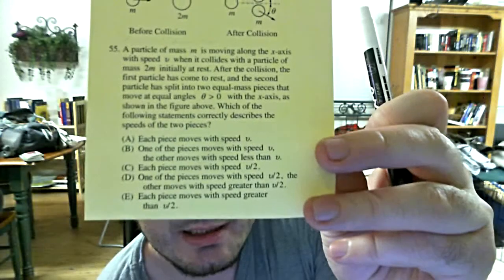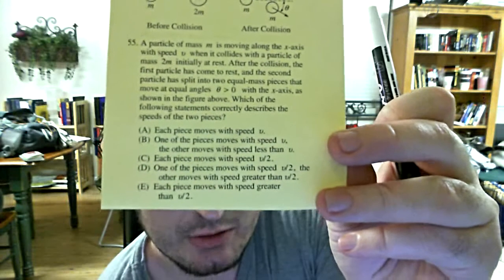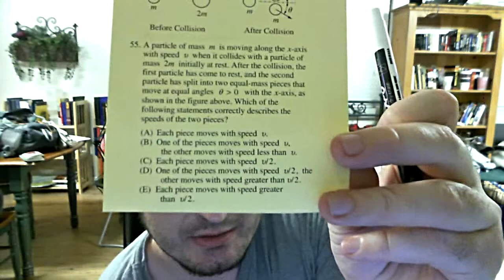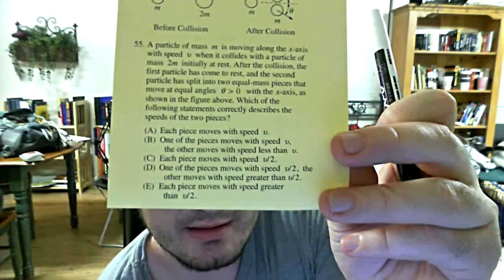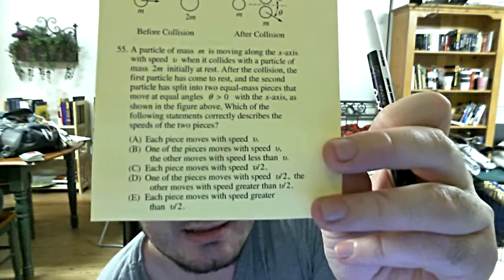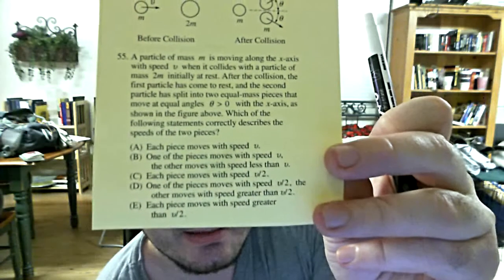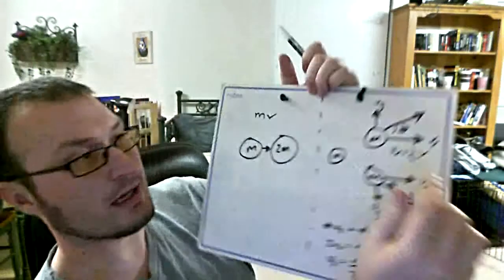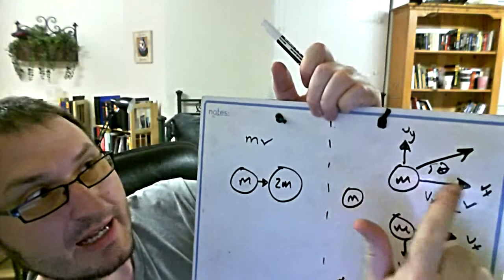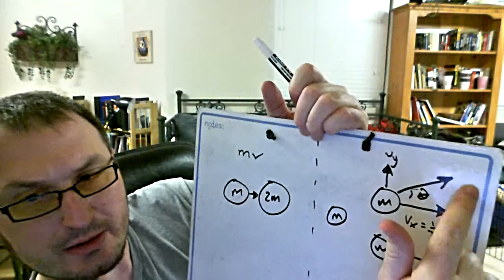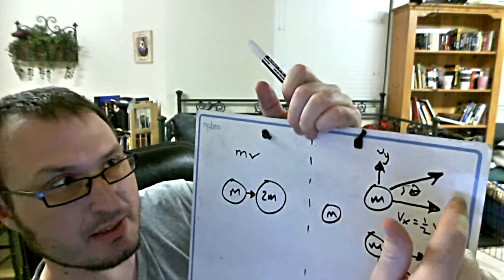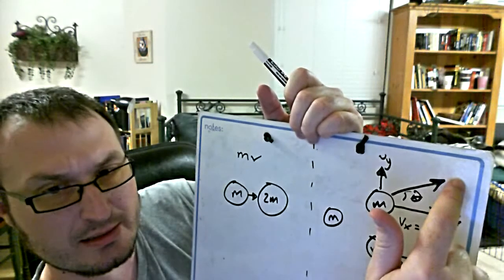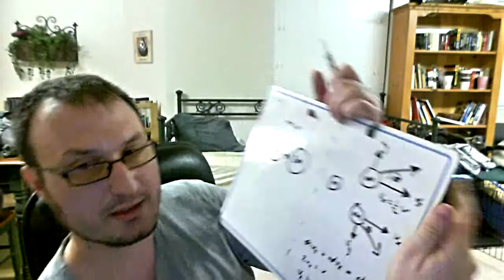C, each piece moves with speed v over 2. This is also a trick answer. In the little analysis I did, I showed that the x component of the pieces is v over 2, but certainly not the entire velocity, not the speed, because we have to add in the y component. You can calculate this. I did it earlier when I was prepping this problem. You can figure out what this velocity is in terms of the initial velocity if you want to, but it's not necessary. It's certainly greater than its x component though, right?